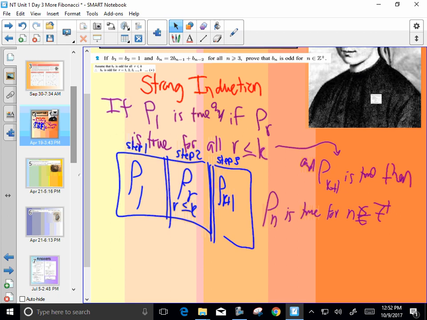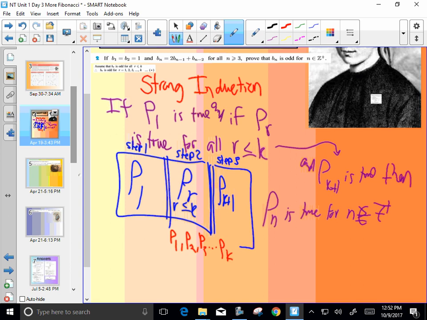This is the strong format. What it's saying here is R is whatever you start with, 1, 2, 3, all the way to K. And then you have P of K plus 1. That's the next term you have to prove. This is my assumption statement, and we're expanding to include P of 1, P of 2, P of 3, all the way up to P of K. See how this is a little stronger than just saying P of K?